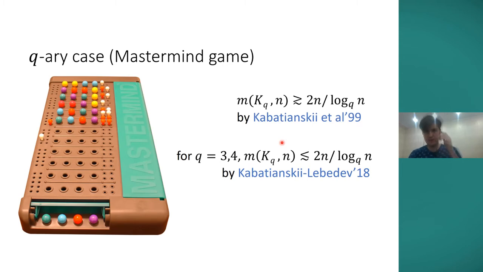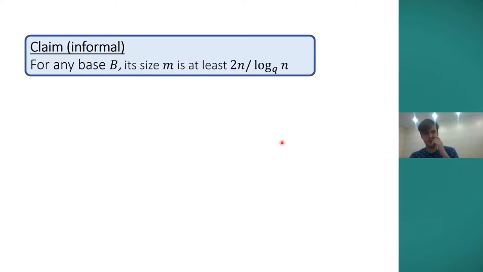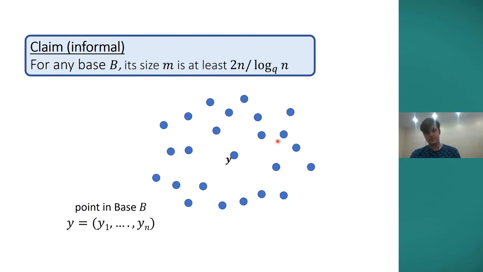Okay, now let's talk about the lower bound, the converse result. This result follows from, as I said, some typical information theory arguments. Let's take some point y in our base. If you measure the distance between this point and any point in the space, then the distance is some integer between 0 and n. So in a sense, by asking the distance between the hidden point and a point from the base, we get in a sense log of n plus 1 bits of information.